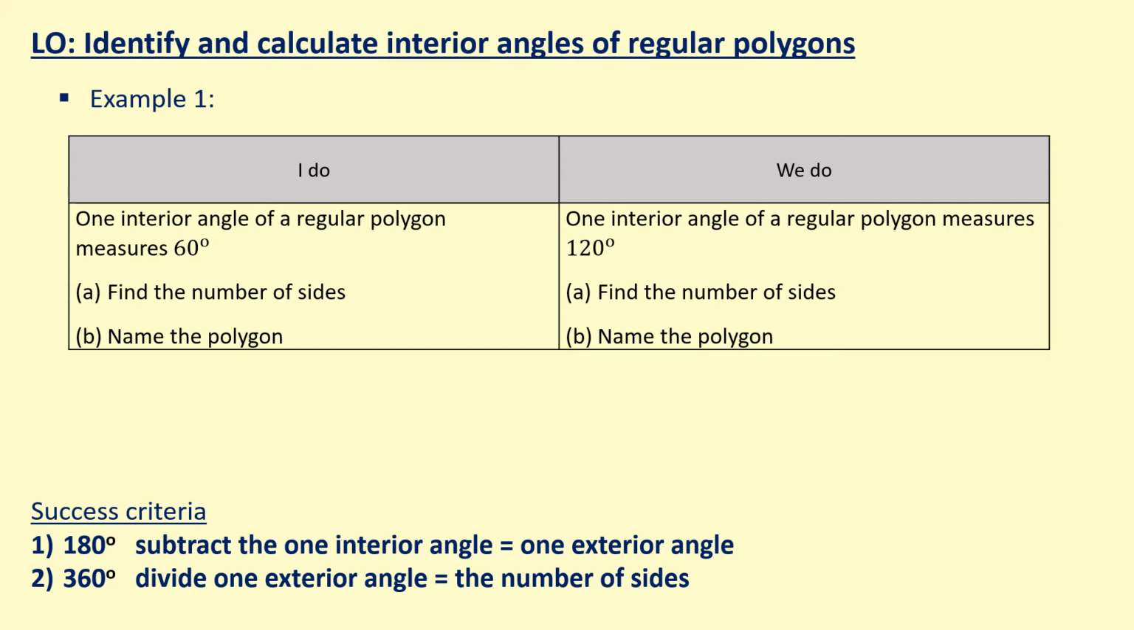So more I do's and we do's. Like the exterior angles in the last lesson, we've been given the angle size, and we need to find the number of sides and name the polygon shape. So let's follow the success criteria steps. 180 degrees, subtract the given interior angle, 180 subtract 60. So that's the interior angle given in the I do question there.